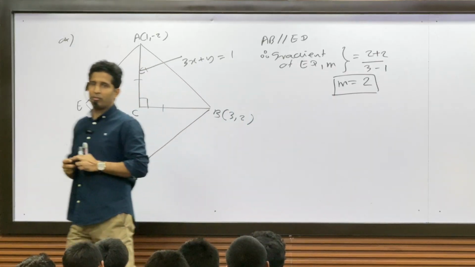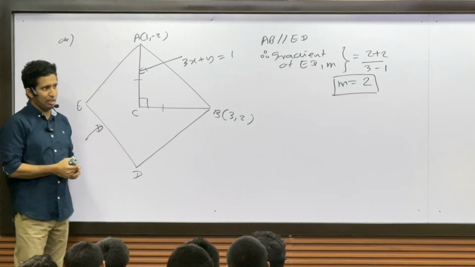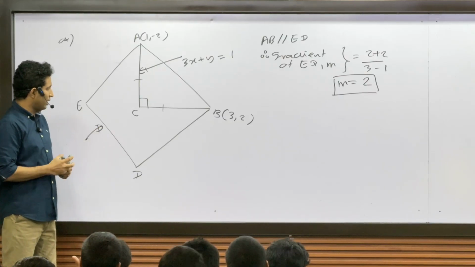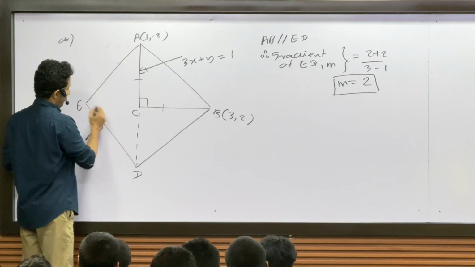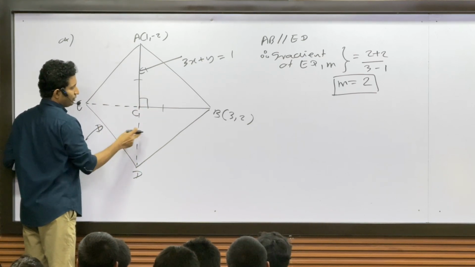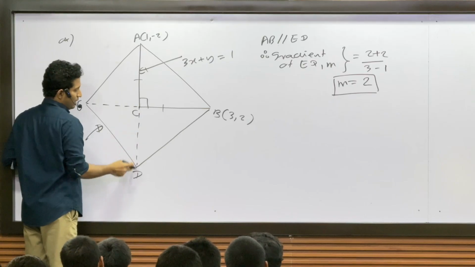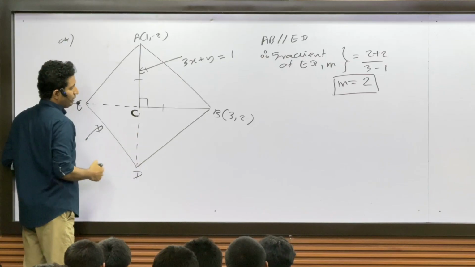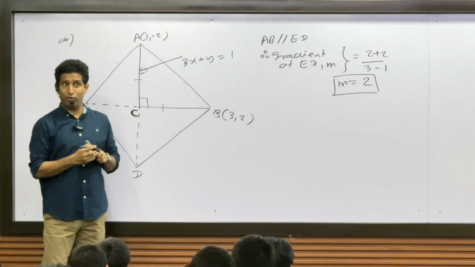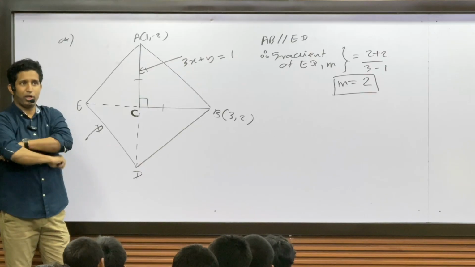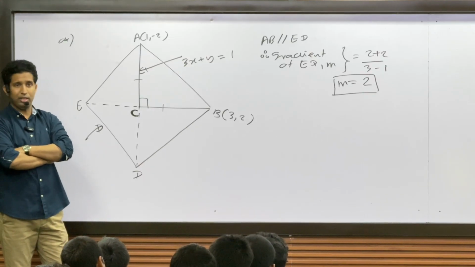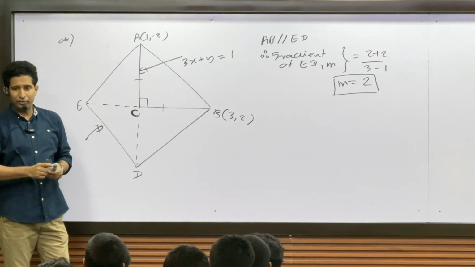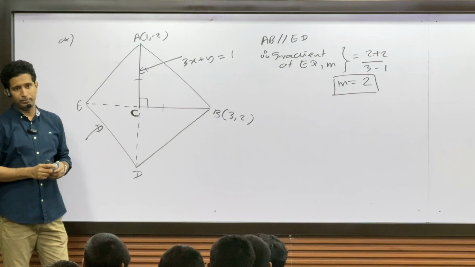Now, to find the equation of ED, we need to know a point. We can try to find D. When you extend these lines, this one should meet D and this should meet E, because this is a square. Is there a way of finding C? If you can find C, you can find D, because AC to CD is 1:1, by the ratio theorem. There is a way of finding the coordinates of C. How?